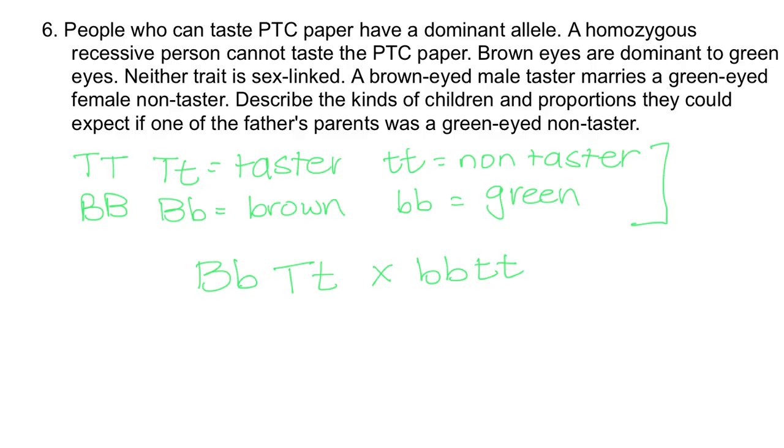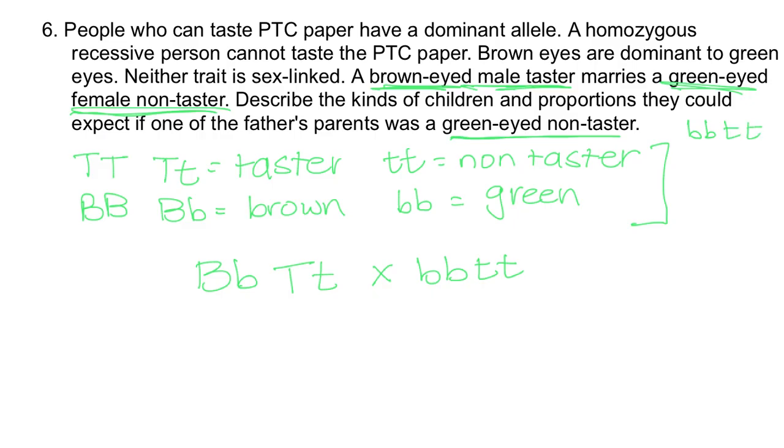All right, so tasting is dominant and so is brown eyes. So let's take a look at what we have in the question. A brown-eyed male who is a taster marries a green-eyed female non-taster. So the other key piece here is that if this is the dad, the brown-eyed male taster, they say that the father's parents, one of them was a green-eyed non-taster. A green-eyed non-taster is basically this.